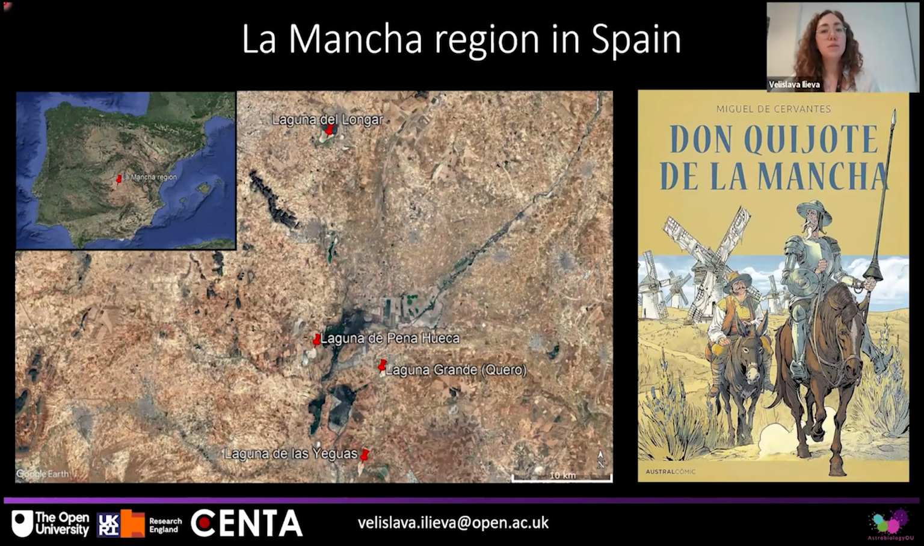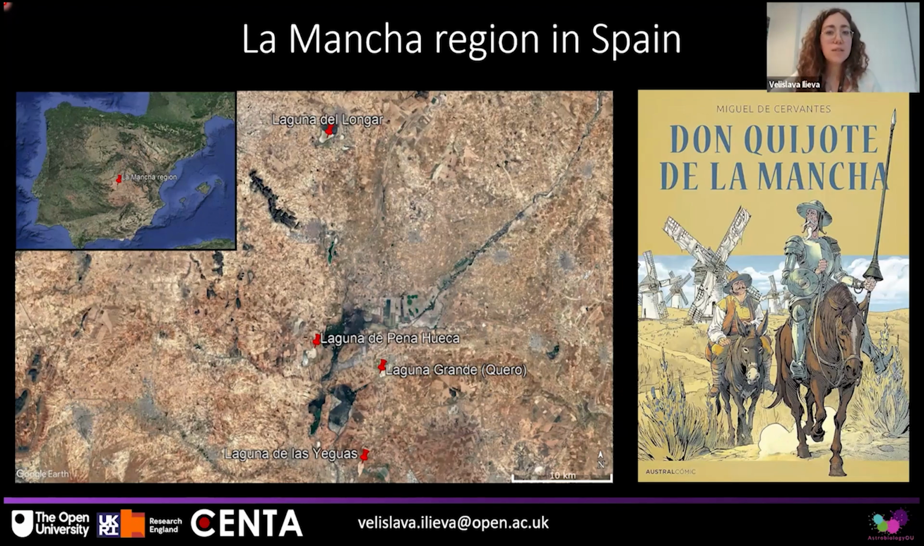The La Mancha region in Spain is located in central Spain, and it's an arid region. In the summers, there's very low precipitation and really high evaporation rates, and during the winters, there is a lot more precipitation. So the 4 study sites that I investigated for my PhD project are shown here. They're relatively close to each other.